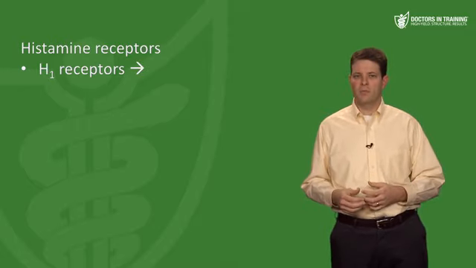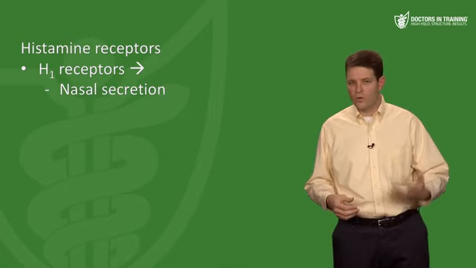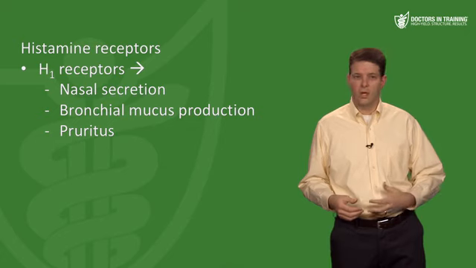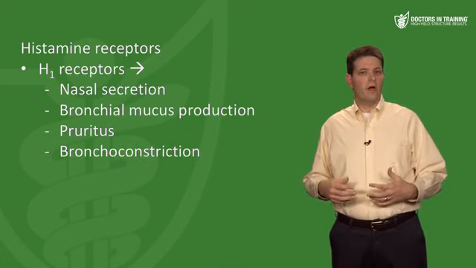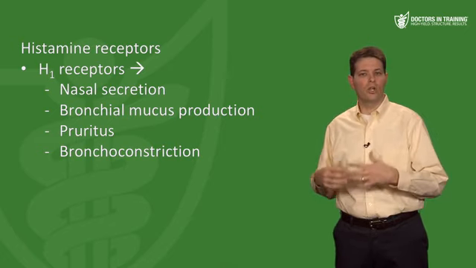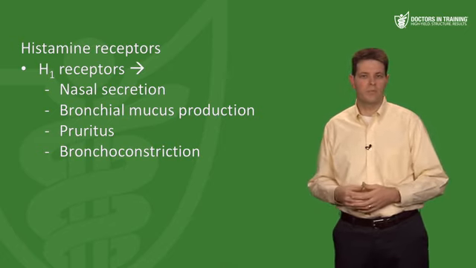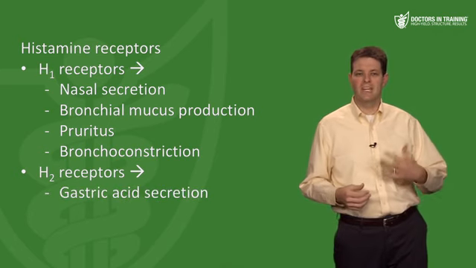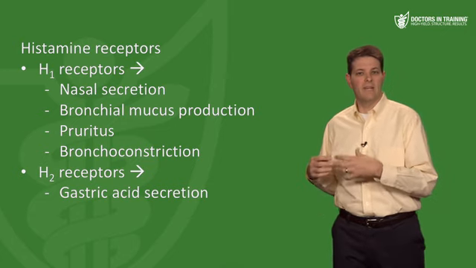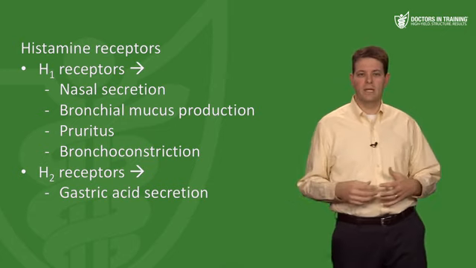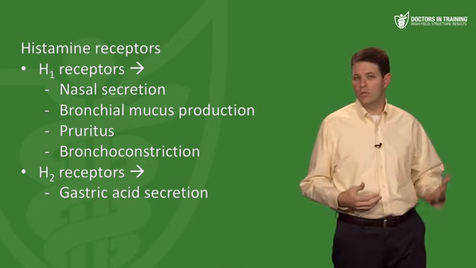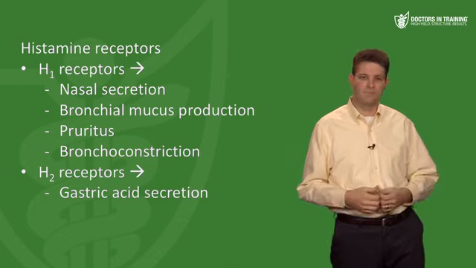H1 histamine receptors are responsible for allergy symptoms like nasal secretions and bronchial mucus production. They're going to cause pruritus or itching and also some bronchoconstriction. So that's why if a patient's having an allergic reaction, we can give an antihistamine to help relieve some of those allergic symptoms, to block those H1 receptors. Then H2 histamine receptors increase gastric acid secretion. So if you want to inhibit allergy symptoms, you're going to give an antihistamine to inhibit H1 receptors. If you want to inhibit gastric acid production, such as in a patient with a peptic ulcer, you might give an H2 blocker like cimetidine or ranitidine.